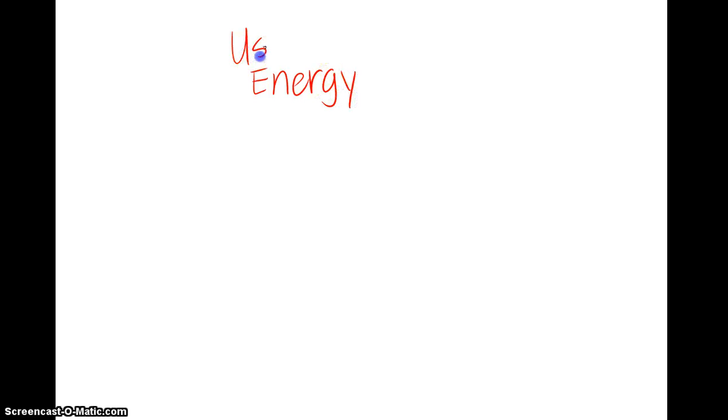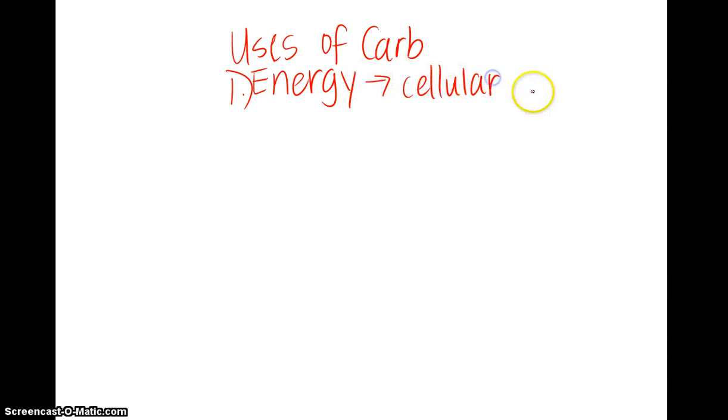Okay, so if we're talking about the uses of carbs in our bodies, the number one place carbohydrates go is to give us energy through cellular respiration. Remember, cellular respiration happens in our mitochondria, and that's how we convert our food's chemical energy into energy of ATP, which we can use a little more easily in our cells.